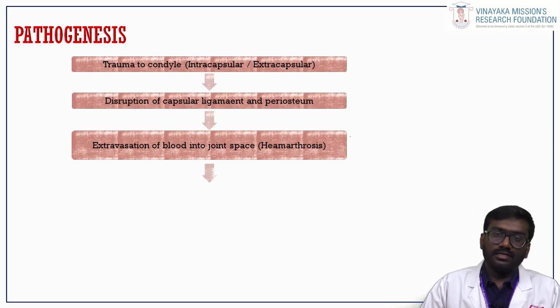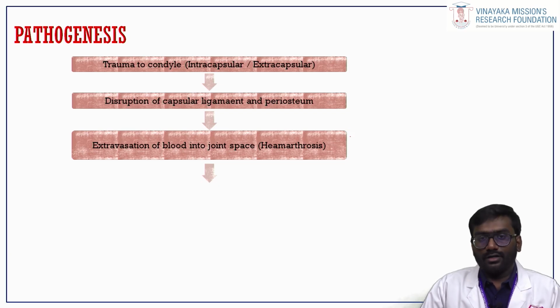Whether it can be an intracapsular or extracapsular trauma. As I told, this joint is surrounded by a fibrous capsule. So whether the injury is outside the capsule or within the capsule, the head of the condyle suffers a trauma. Because of this, there will be disruption of the capsular ligament and the periosteum covering the head of the condyle.